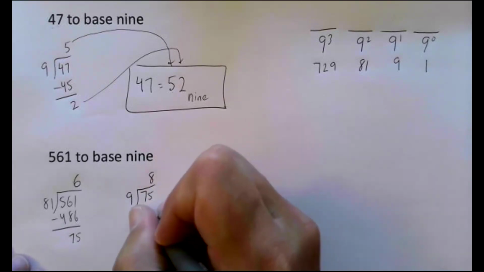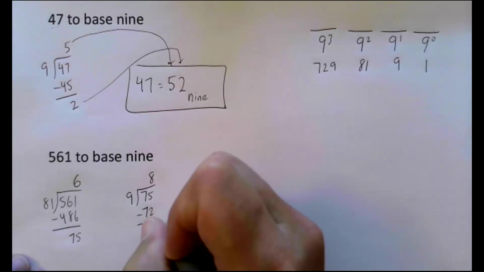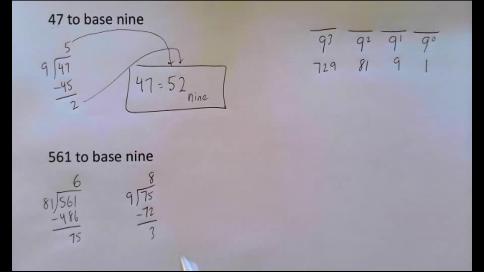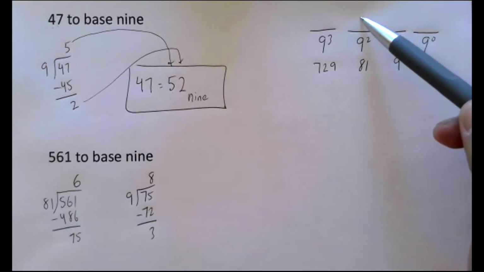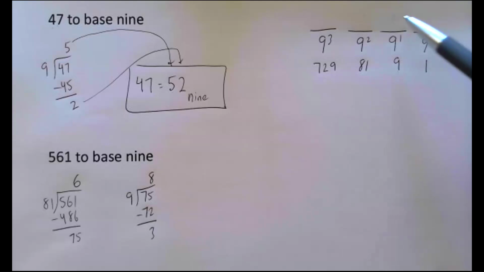9 times 8 gets you as close as you can to 75 without going over. So I know there's going to be an 8 in the 9's position. There's going to be an 8 right here in my answer. And then that last remainder goes here. Okay, so my answer is going to be 683: 6 in the 81 spot, 8 in the 9 spot, and then 3 over here in the 1 spot.